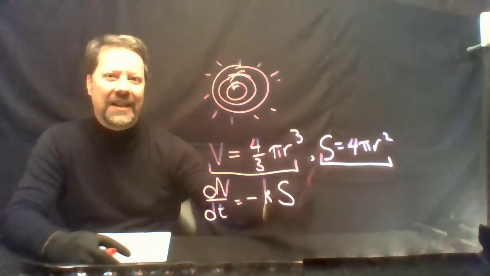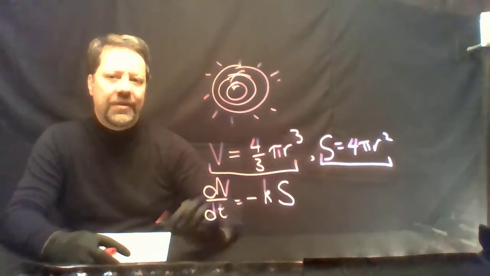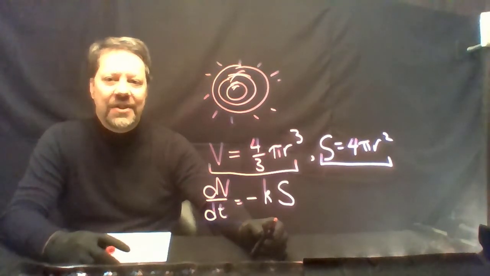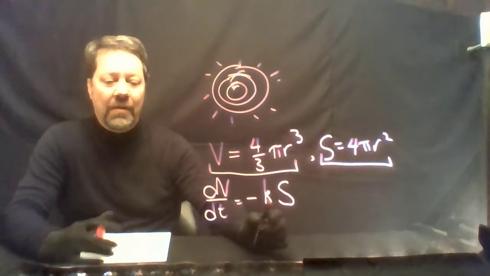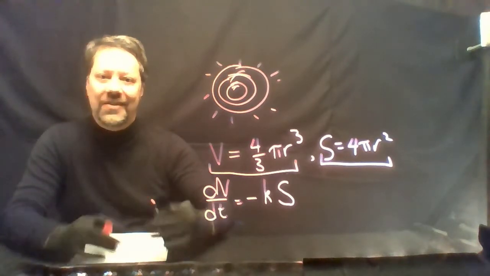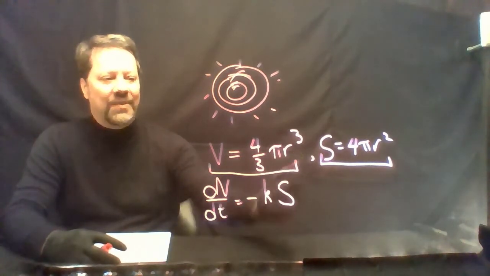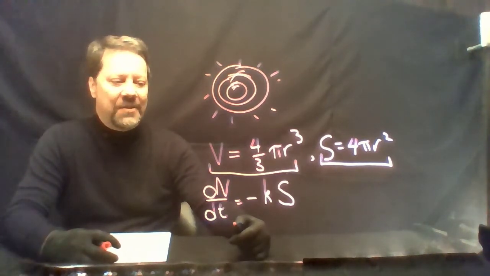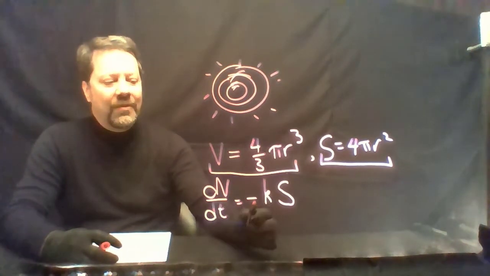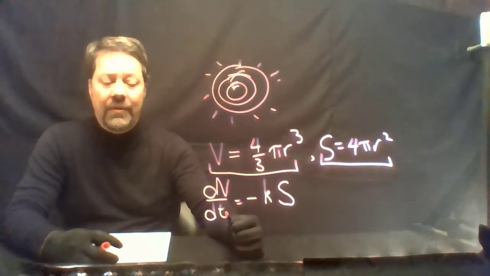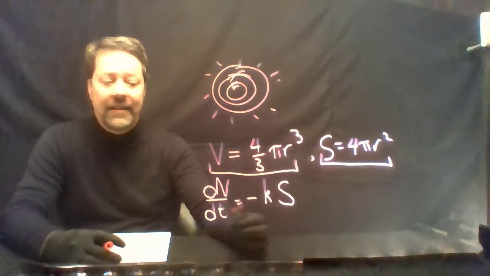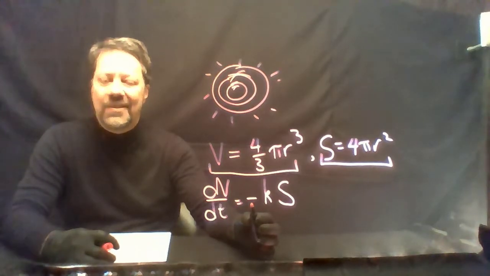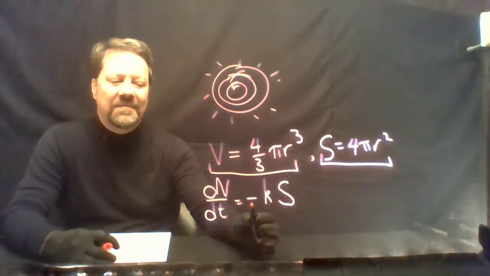Kind of an interesting relationship between the volume of a sphere and its surface area. That relationship is not true for solids and their surface areas in general. It's a special relationship for spheres and certain other geometric objects. We have a negative here because the rate at which volume is changing is negative. The volume should be getting smaller as the raindrop evaporates.